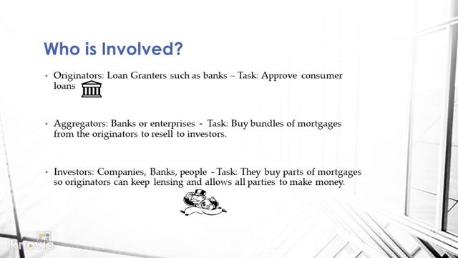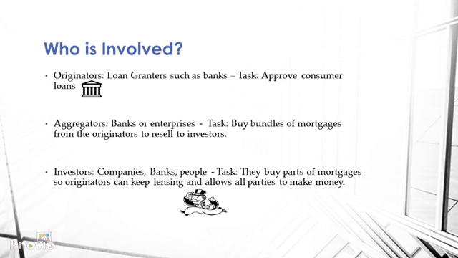The second group of people are called aggregators, which include banks as well or enterprises. What the aggregators do is buy mortgages from the originators, bundle them up, and resell them to investors. Which brings us to the third group within the secondary mortgage market, the investors. Investors can be companies, banks, or individual investors such as me and you. What the investors do is buy these mortgage bundles, or parts of the mortgage bundles, from the aggregators.